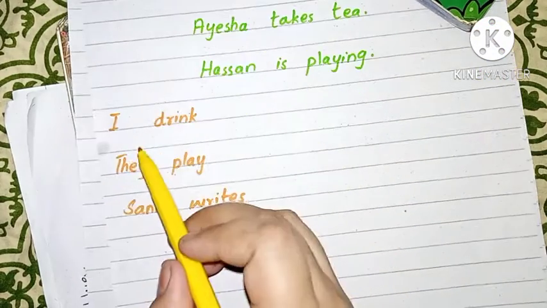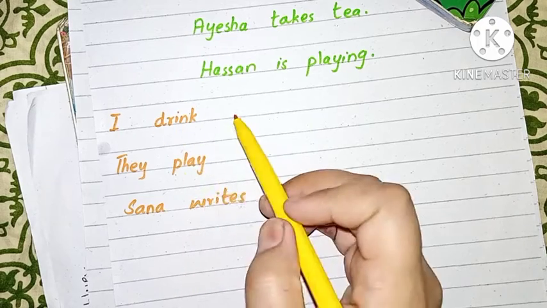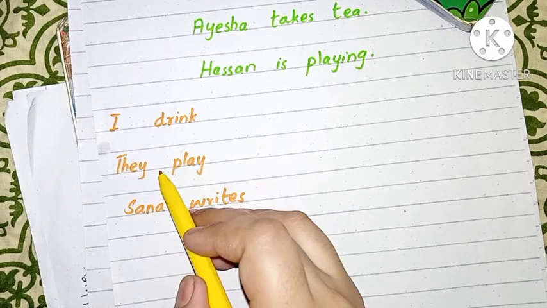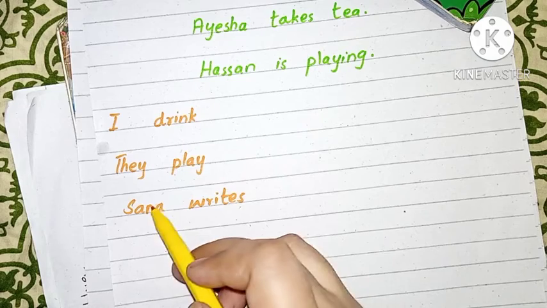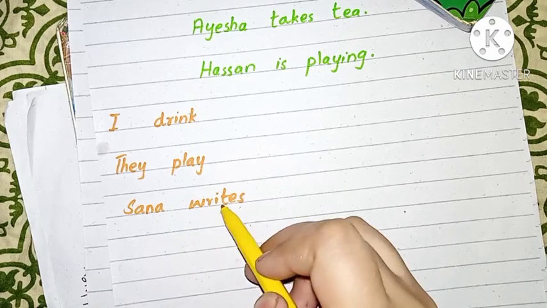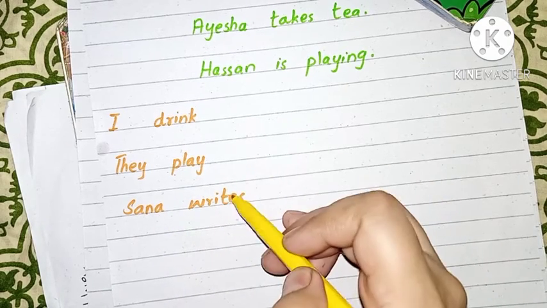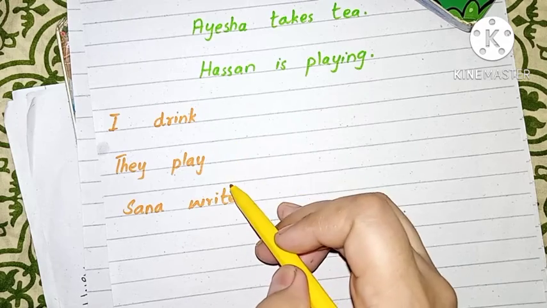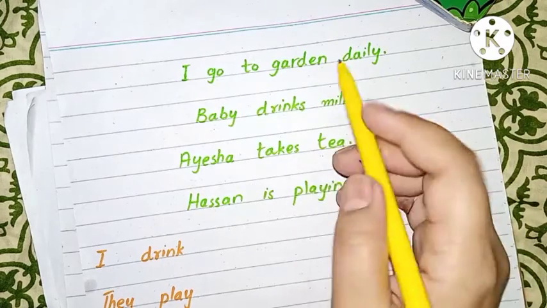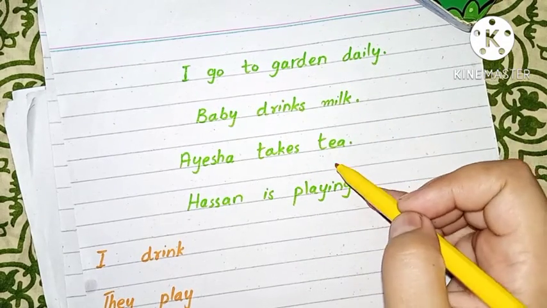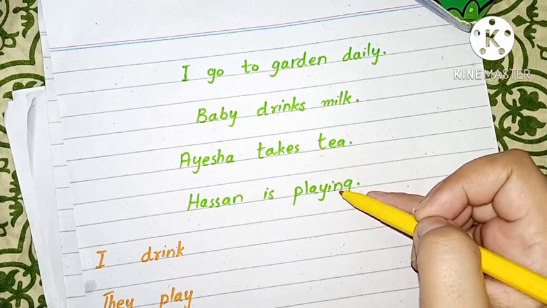If we see here, I drink. I drink what? So it's not a sentence. They play. They play what? Sana rides. Sana rides what? So these are not sentences. We don't call them sentences. Sentences are complete in itself. They give us complete meaning.